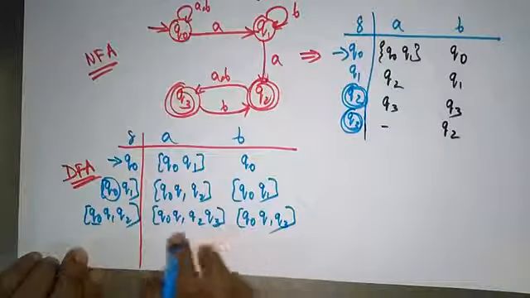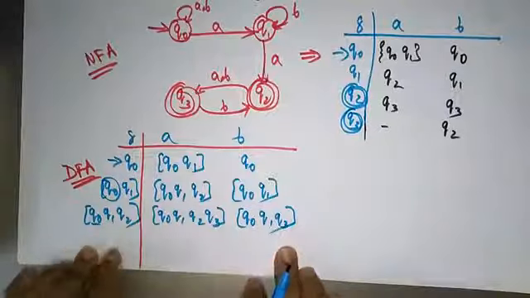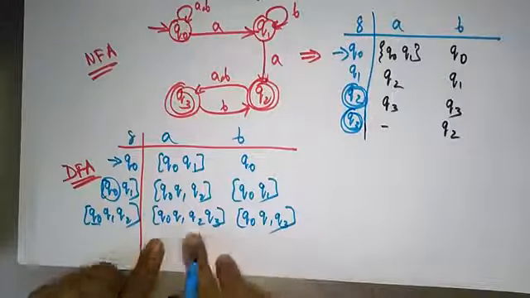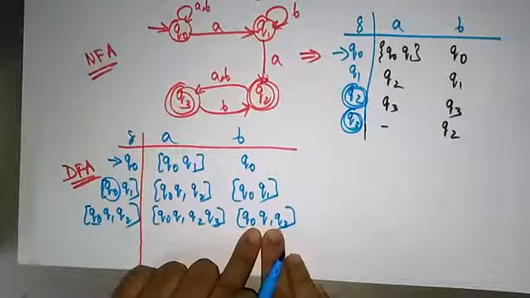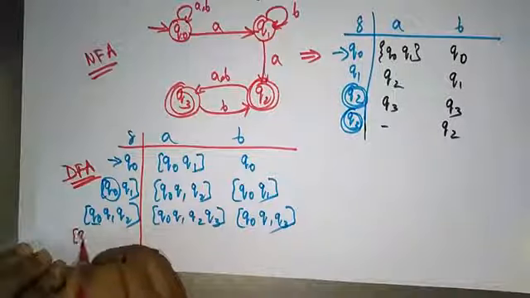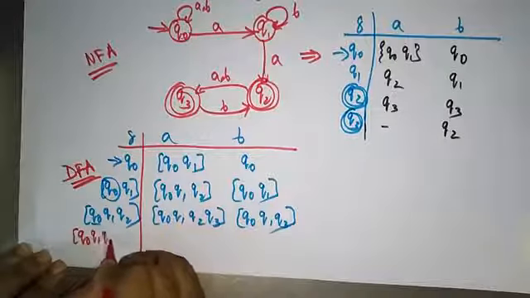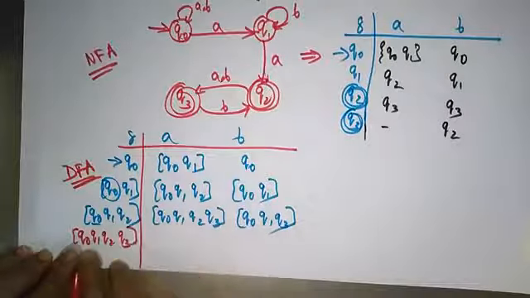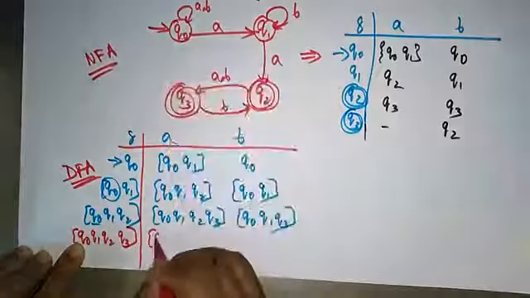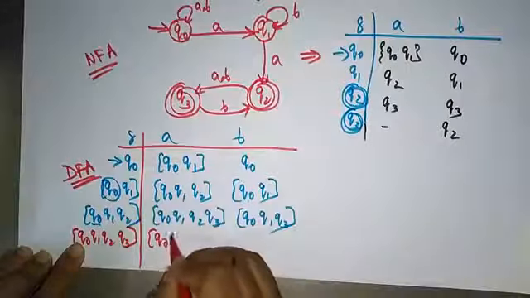Okay. So here you get a new state Q0, Q1, Q3. So this is also a new state and this is also a new state. First we implement this, we consider this state as a new state and make it the current state. Now implement. Q0 on A goes to Q0 and Q1.